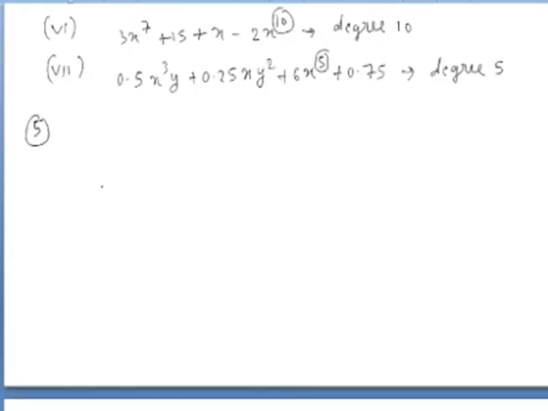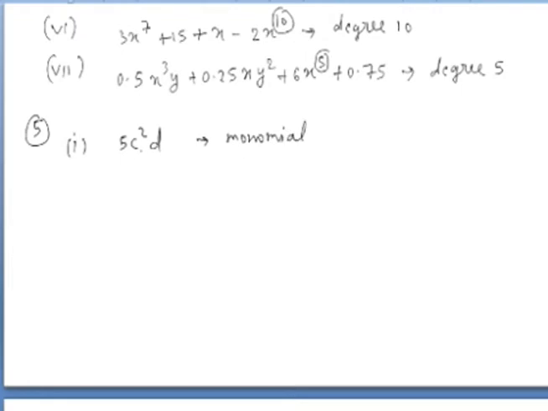Tell whether the given polynomial is a monomial, binomial, trinomial, or none of these, then state the degree and the coefficient of the polynomial. So first we have to check which is a monomial, binomial or trinomial, and also find the degree and coefficient. First is 5c square d. Here there is only one term, so it is a monomial.